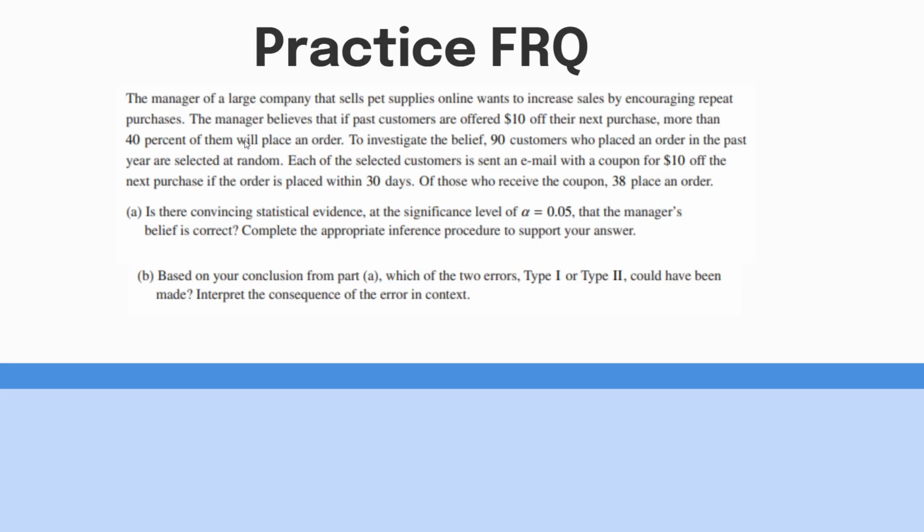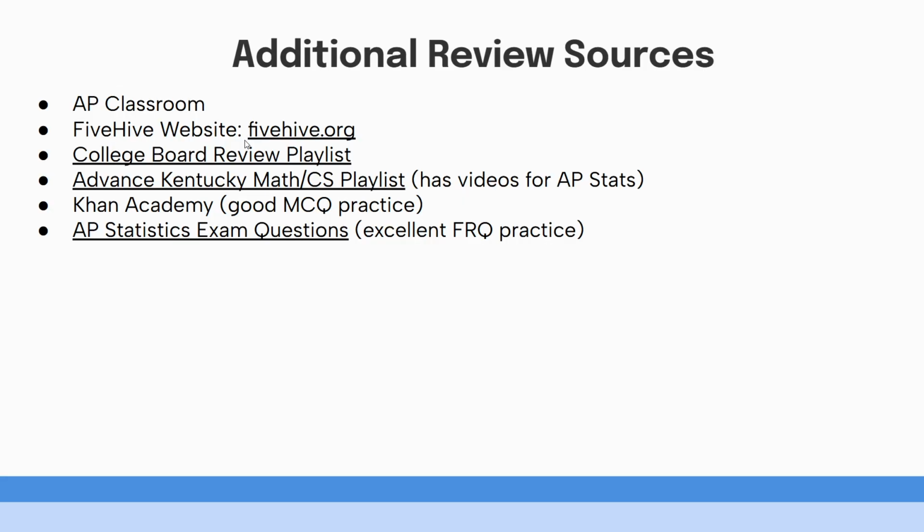So that's that done. Now, some extra review sources you guys could use. You can use AP Classroom, great for MCQs and FRQs. You know what you're going to get, it's from College Board. You can use 5Hive's website, 5hive.org. They have great review sources. You can do their practice tests, and when the articles come out, you could read those. You can also use College Board's review playlist. I haven't personally checked that out, so I wouldn't really endorse it.